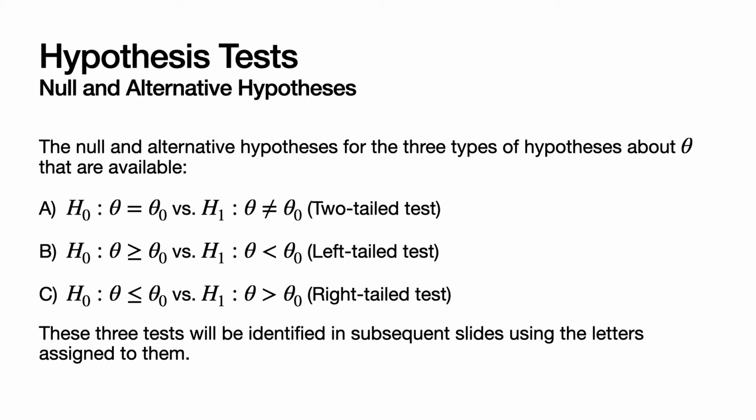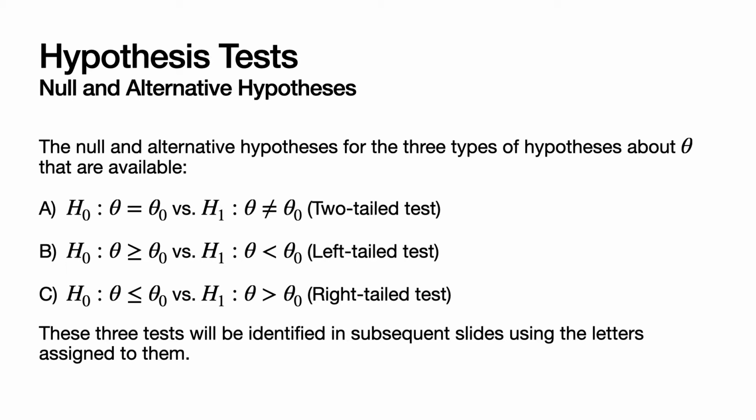Now hypothesis test B is what is called a left-tailed test. The null hypothesis is that theta is greater than or equal to some value theta 0, and the alternative hypothesis is the logical complement of that, so it is that theta is less than theta 0. It's a left-tailed test because the inequality points to the left in the alternative, and it has a left-tailed rejection region.